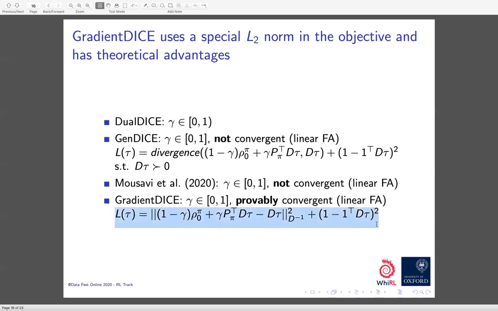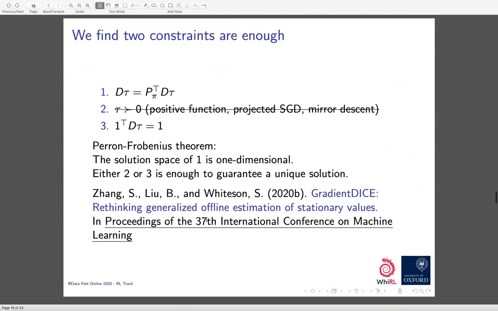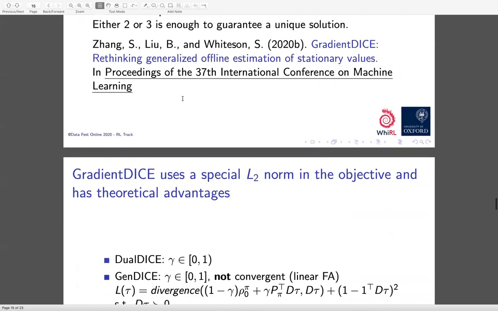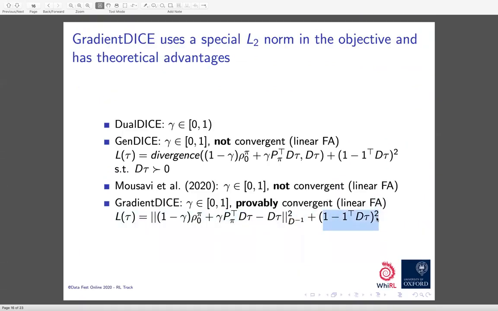So here, this is the loss of the GradientDICE algorithm. It consists of 2 parts. The first part accounts for the reverse Bellman equation, the first equation, and the second part accounts for the normalization constraint. And we don't need to implement the second constraint explicitly, because once the first constraint and the third constraint are fulfilled, the second constraint will be fulfilled automatically. By contrast, GenDICE also implemented the second constraint explicitly, so they have this constraint in their optimization problem.